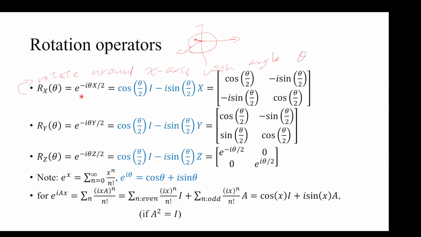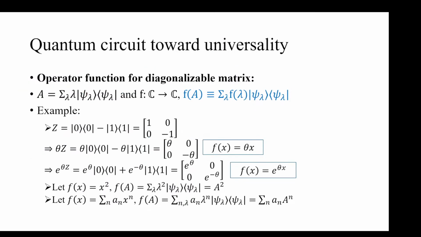And they are defined as, okay, so I should really draw the defined sign here. Okay, so they are defined by e to the minus i theta over 2 times your matrix X, and for Y it is e to the minus i theta over 2 times your matrix Y, and Z is e to the minus i theta over 2 times your matrix Z. Okay, so you have those three matrices.